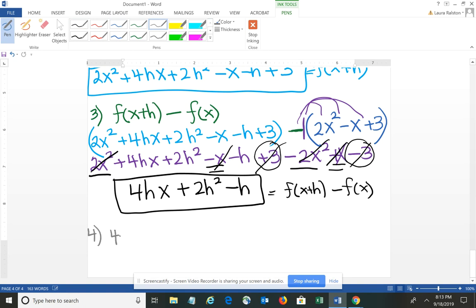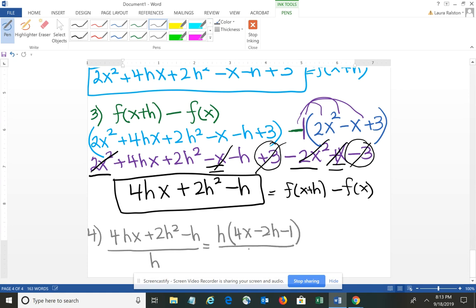Okay, so I'm going to take that piece in step 4. I have 4hx plus 2h squared minus h all divided by h. So I'm going to do my factoring. I have an h in common all the way through, so I have 4x plus 2h minus 1 all over h. And since I have an h in the numerator and an h in the denominator, they will divide out, and my difference quotient is 4x plus 2h minus 1.